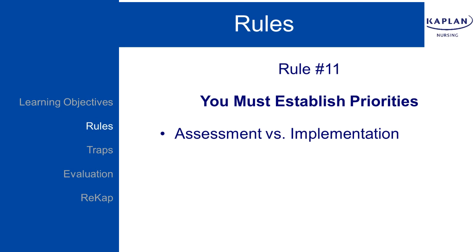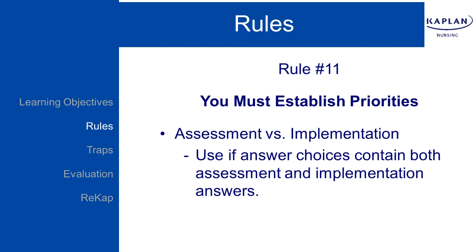Assessment and implementation is another way that you will establish priorities. What they will do on the exam is they will put the appropriate assessment and the appropriate implementation for a particular situation and then ask the question, what do you do first? So you will use assessment versus implementation if your answer choices contain both assessment and implementation. And again, we're going to go over this a lot in class, and we're going to ask you to practice it during phase 3 of your preparation.